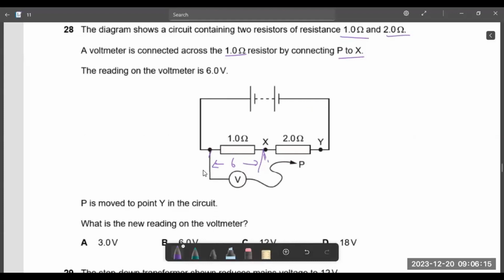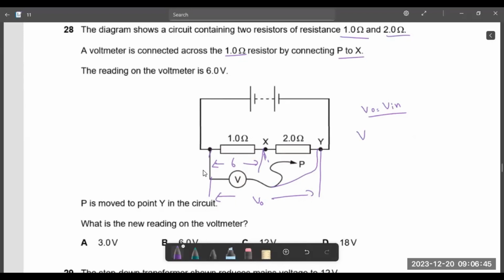P is moved to a point Y. Now P is moved to this point Y. What is the new reading on the voltmeter? So here this voltage will be equal to the input voltage. This V out, the overall voltage, is your input voltage. Same as input. So how can we find the input voltage?